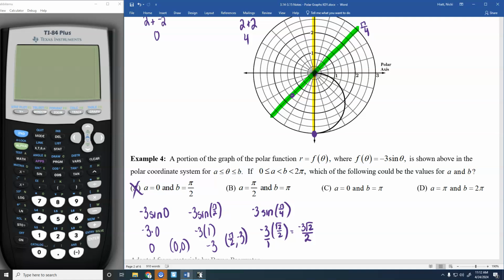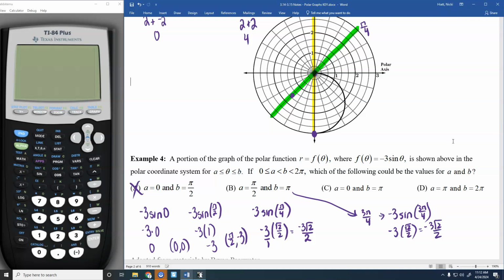I could look from pi over 2 to pi. The number in between may help even more than the endpoints. So if I pick a number between pi over 2 and pi, like 3 pi over 4, and do negative 3 sine of 3 pi over 4, sine of 3 pi over 4 is square root of 2 over 2. Yeah, it's positive. So that's going to give me negative 3 square root of 2 over 2.